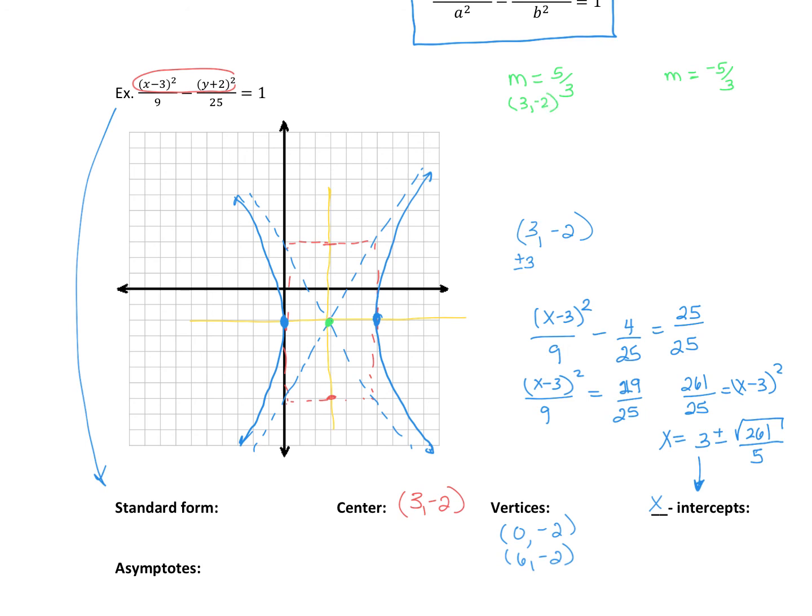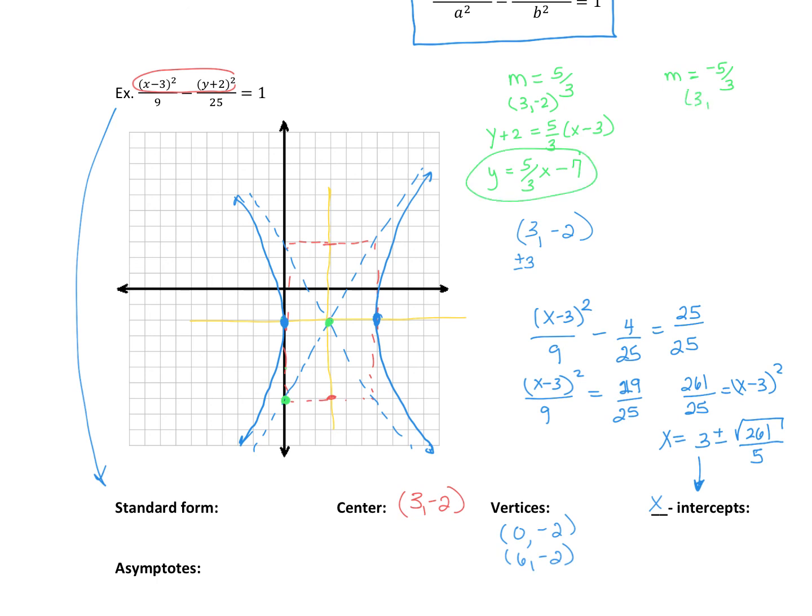So then if I use my point slope form, y minus y1 equals the slope times x minus x1, I will get my equation. And we could simplify this. y equals 5/3 x minus 7. And look, 1, 2, 3, 4, 5. Look, it's right there, minus 7. That's one of our asymptotes.